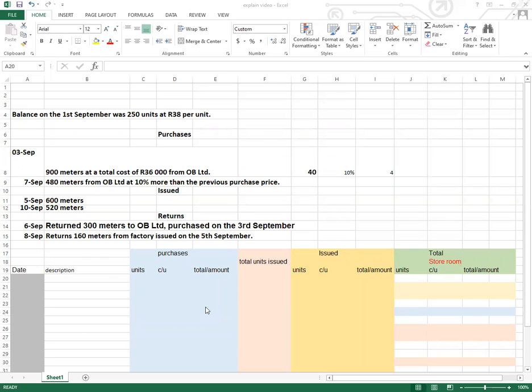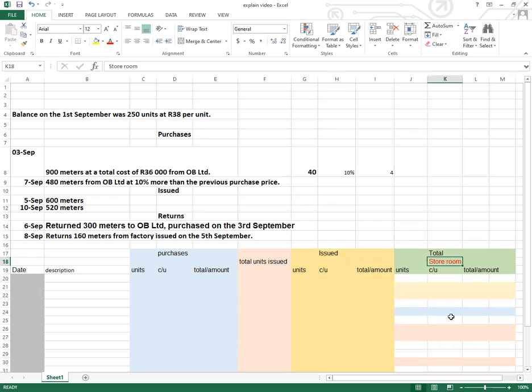And here is our format for the inventory card. I use different colors to make things easy. You can check purchases, issues and total. For this box, to make things practical and for you to understand, we are going to treat this box as our storeroom.